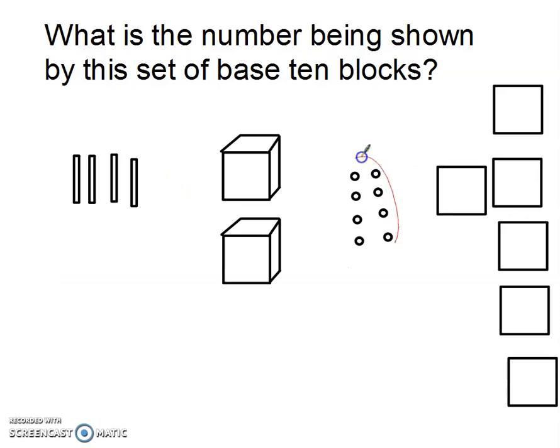We have 8 ones. Tens, we have 4 of them. Hundreds, we got 1, 2, 3, 4, 5, 6. And thousands, we have 2. 2,648. So that should help you with converting everything to standard form.